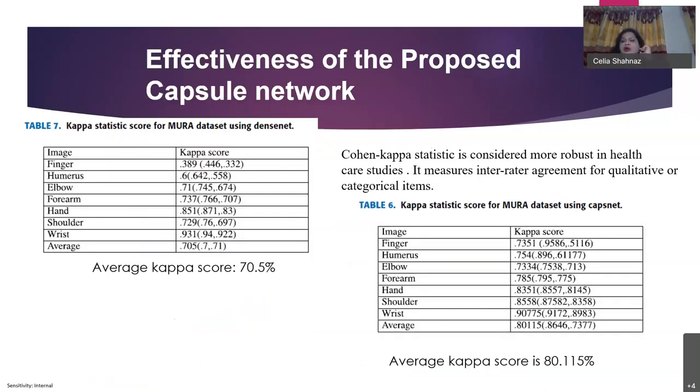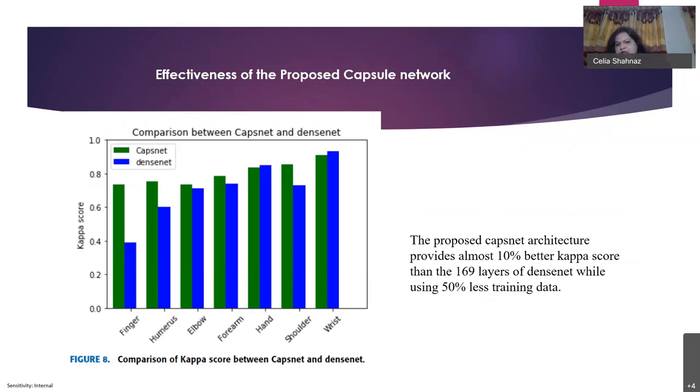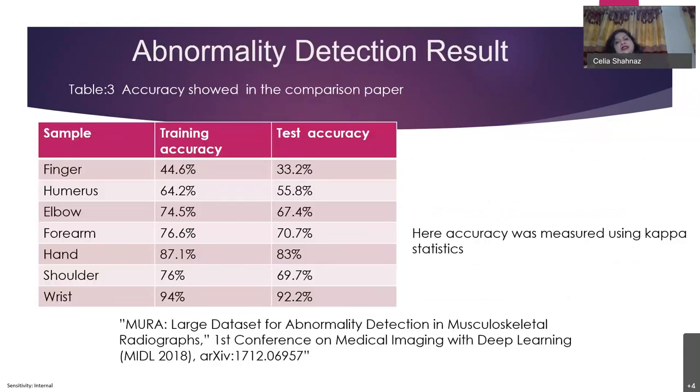And now we want to know the effectiveness of the proposed capsule network in terms of kappa statistics score compared to DenseNet. Our CapsNet, using the same MURA dataset, gives a better kappa score, 80.115% compared to 7.5%. We have also shown this in a graph. The claim is that the proposed CapsNet architecture provides almost 10% better kappa score than the 169-layer DenseNet while using 50% less training data. And this is the result.